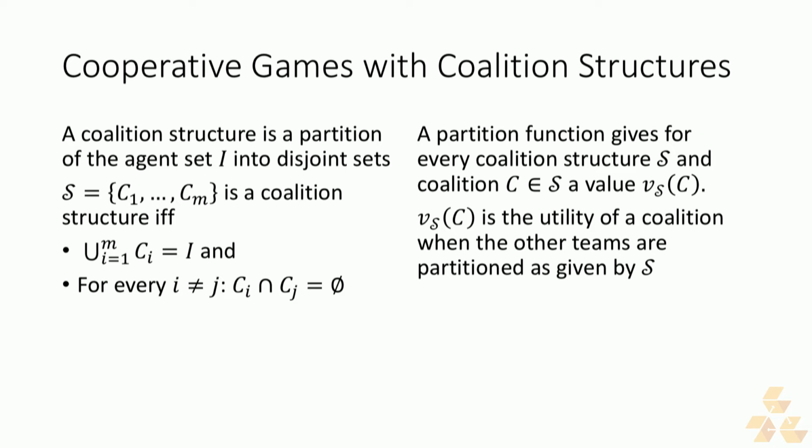So again, we need some way to define the game, and we define the game according to a partition function. This partition function tells us the value of every subset of players given the coalition structure. We say that the value of the coalition C given the coalition structure S is the utility that the coalition can gain if they work together, assuming that all of the other players are organized according to the coalition structure S. Again, we can ask ourselves, given the coalition structure S in the game, is there a stable way to divide the rewards of the team?